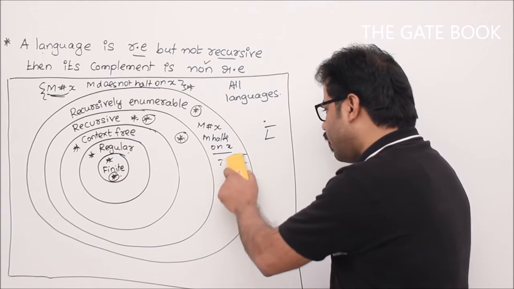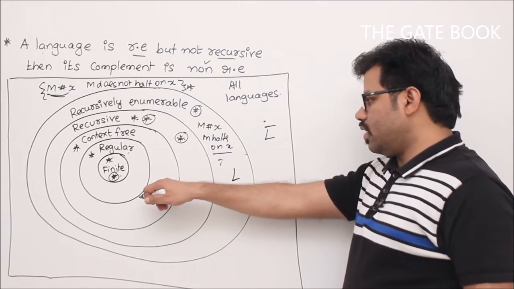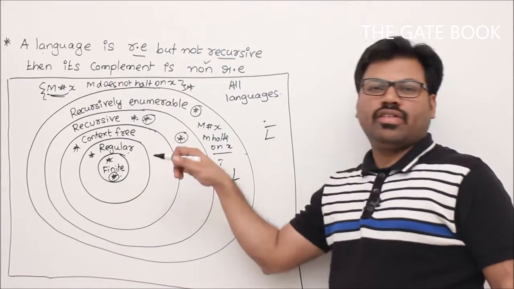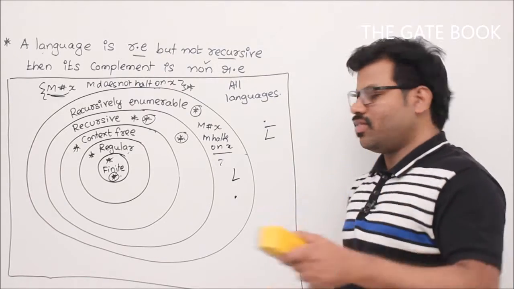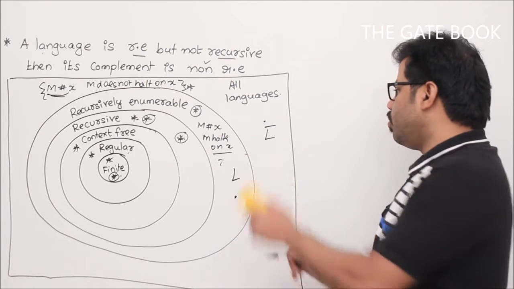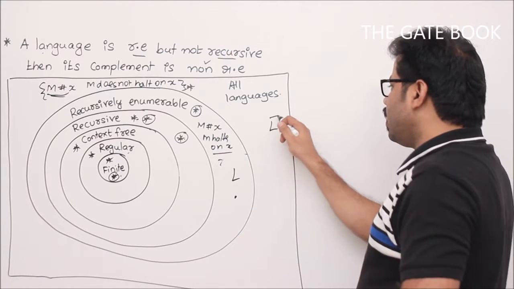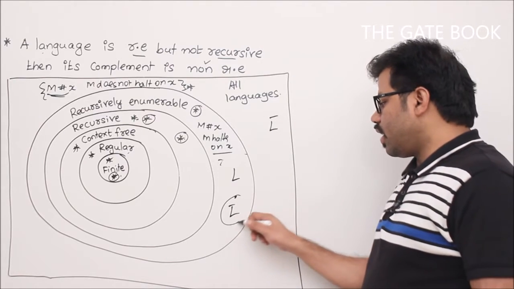So whenever your language is here, L, its complement cannot be here. Hence it cannot be anywhere here, because all are recursive languages. A recursive language's complement is recursive, but already we know that our language is not recursive. Then its complement should be either here or here. These are the possibilities, first of all. But this possibility also cannot arise.